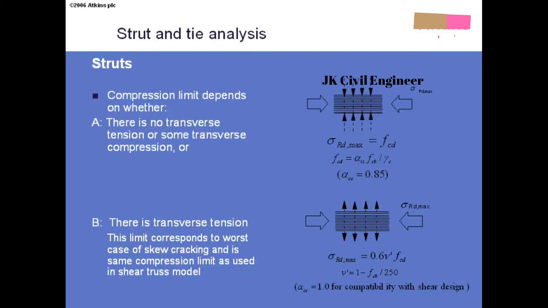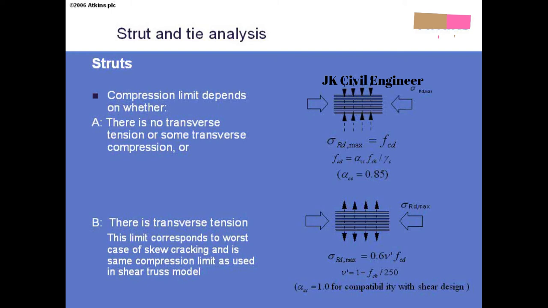And starting off with struts, there are basically two limits that the code gives you. The top limit is really intended for situations where you've just got pure compression in an element, and you've either got no transverse tension at all, or you might even have some beneficial transverse clamping compression. In that situation, the stress limit for the strut is basically FCD, which is the same as the stress limit that you have for designing beams for flexure.